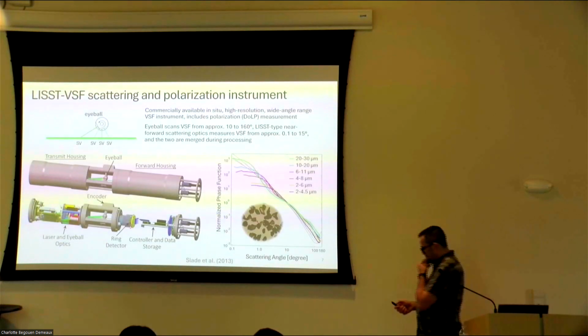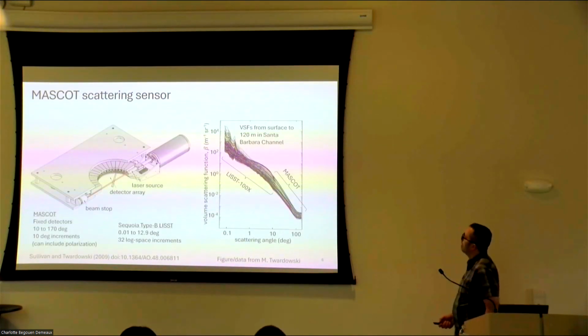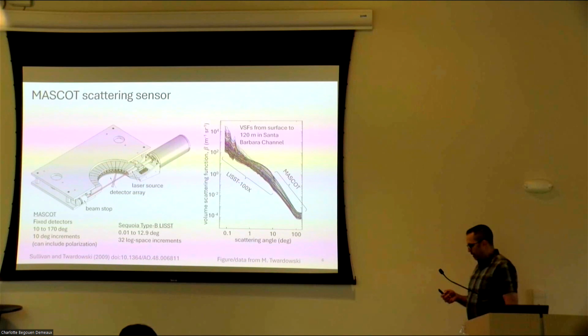Going back to that previous plot, is there like an offset between the MASCOT and the LISST? Yep, you can see it. And it's just differences in calibration between the two instruments.